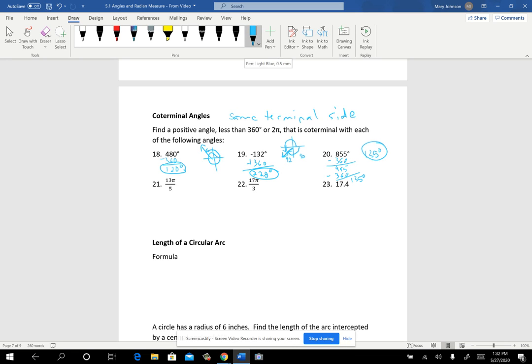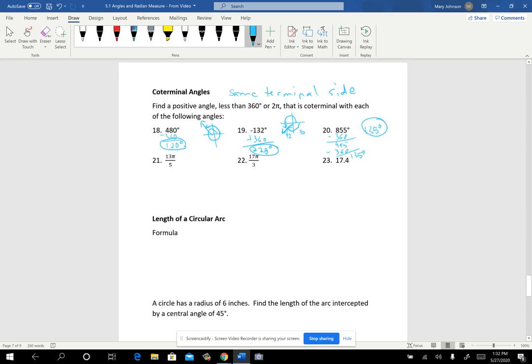228 here, 120 there. All right, and then 21 and 22, they're in radians. So there you have to kind of think about how a whole rotation is 2 pi. And then remember our work with fractions. Here the denominator is 5. So think about how 2 pi in terms of fifths would be 10 pi over 5. So what I want to do is I want to take away a whole rotation. I'm going to take away 10 pi over 5, and that's going to mean that this angle is coterminal with 3 pi over 5. Okay?